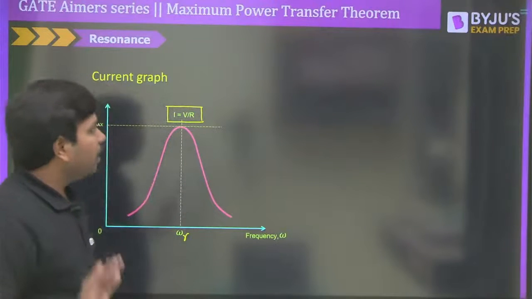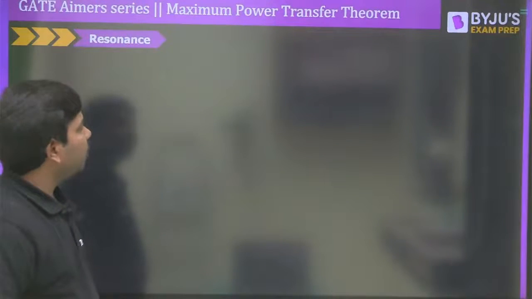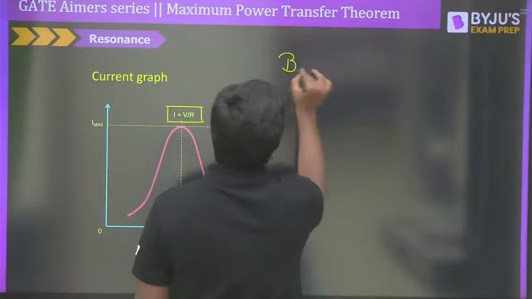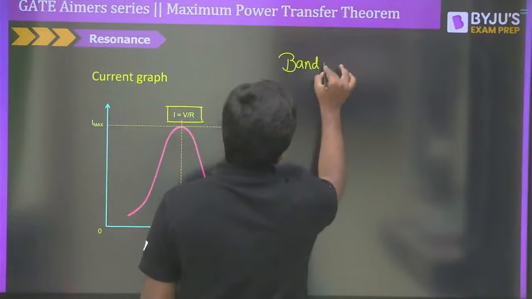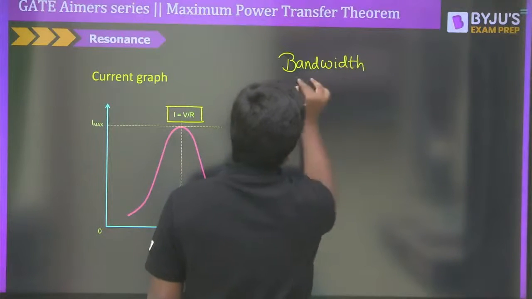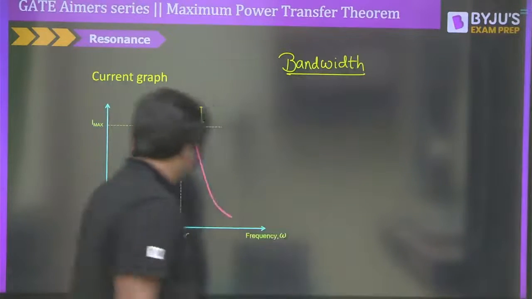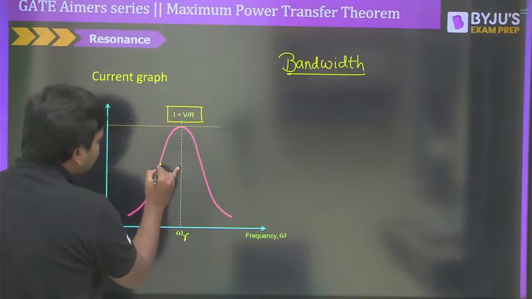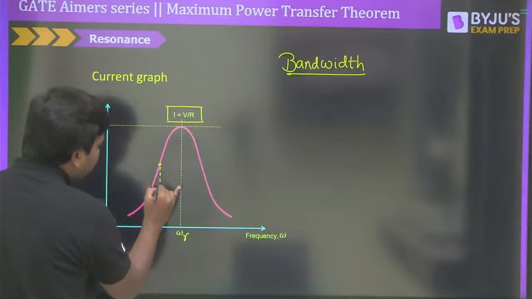Clear? Now, here comes the most important thing, that is bandwidth. Most of the people, they don't derive what the bandwidth is here. But as you all know, I am not that kind of teacher. So let's try to understand what the bandwidth is here. So, any one of you, what do you mean by bandwidth here? Bandwidth means the power should become half of that, right?